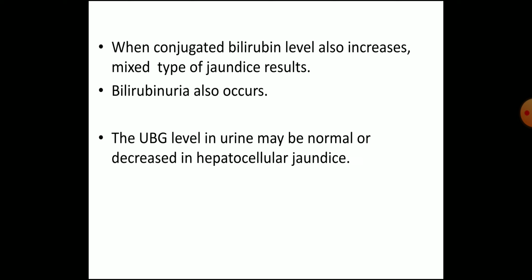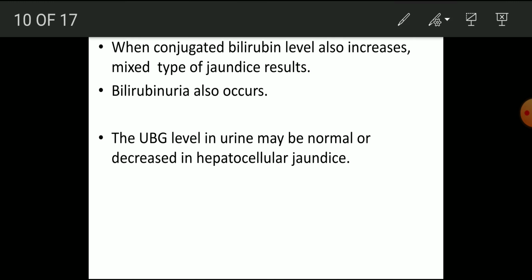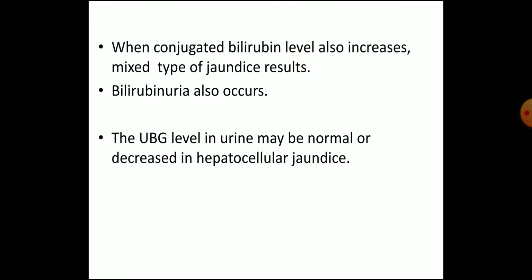When the conjugated bilirubin level also increases, a mixed type of jaundice results. So you will get a biphasic reaction of the van den Bergh, and there is bilirubinuria also, because conjugated bilirubin, when it enters the blood, being water soluble, may go through the kidney and get excreted in the urine. So bilirubinuria also occurs. Then the urobilinogen level in the urine is either normal or maybe decreased in hepatocellular jaundice, because in the later stage there is obstruction, so there may not be much enterohepatic circulation, and so the urobilinogen level in the urine will be decreased.